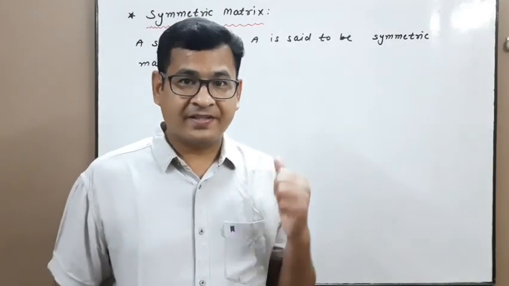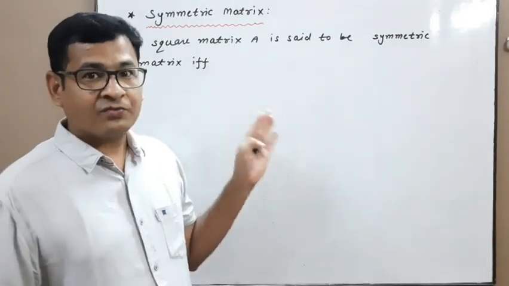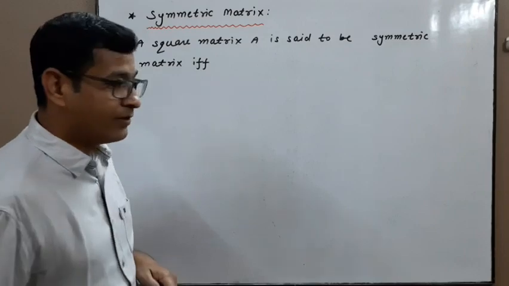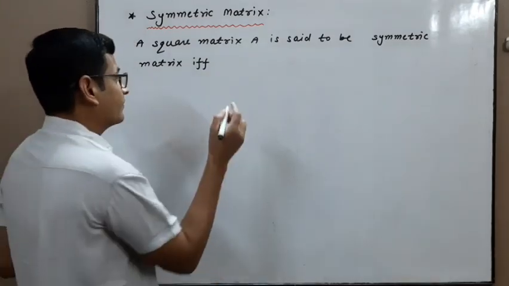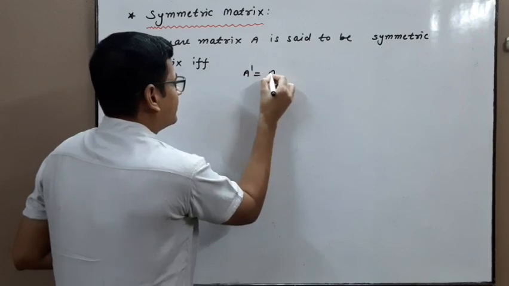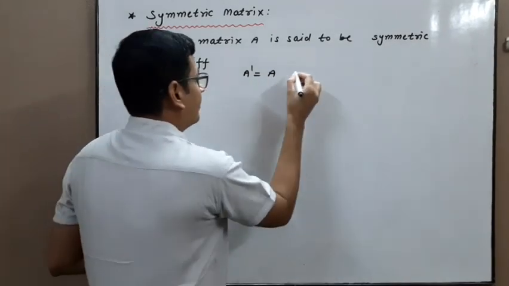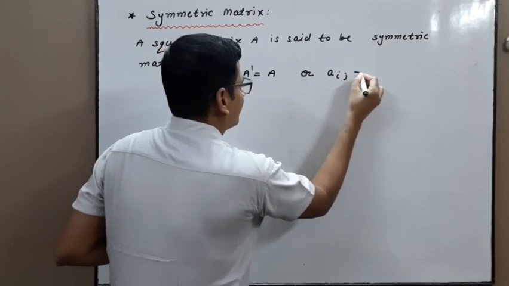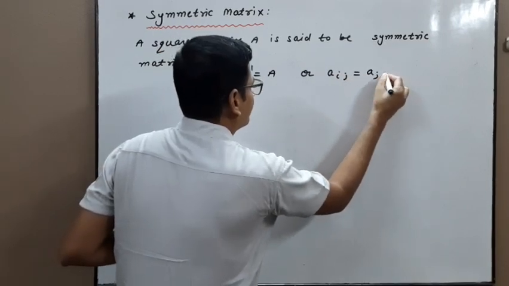Next point, symmetric matrix. A square matrix A is said to be symmetric if and only if transpose of A is equal to A, or element of ith row and jth column is equal to element of jth row and ith column.